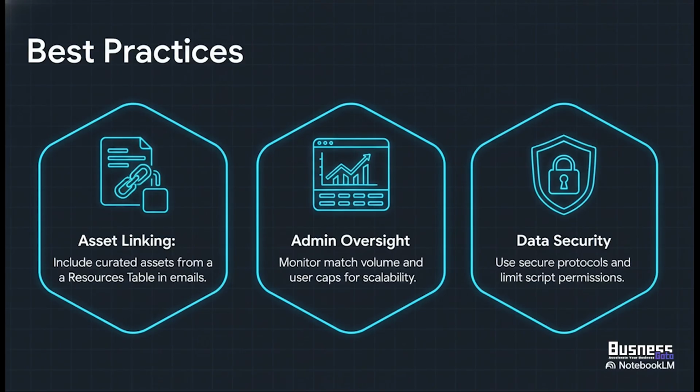Second, proactive admin oversight. You really want to use your vault to watch those key metrics so you can see scaling needs coming before they become problems. And third, and this one is absolutely non-negotiable, data security. Always use secure protocols between your services and always practice the principle of least privilege. Your script should only have the permissions it absolutely needs to do its job and not an ounce more.